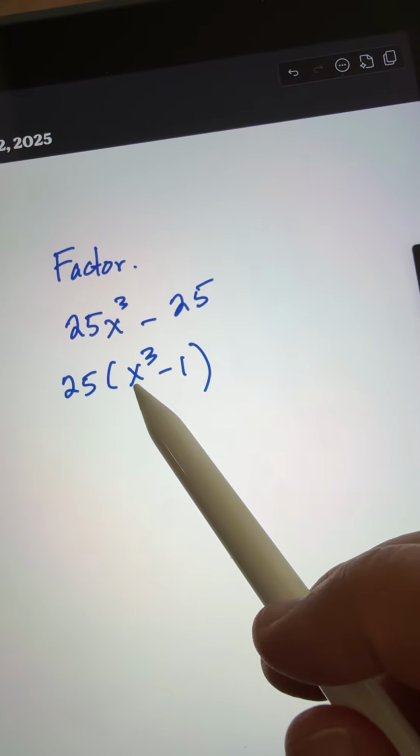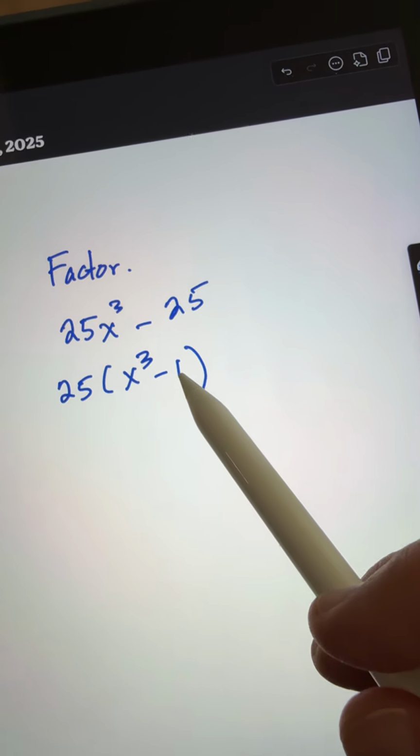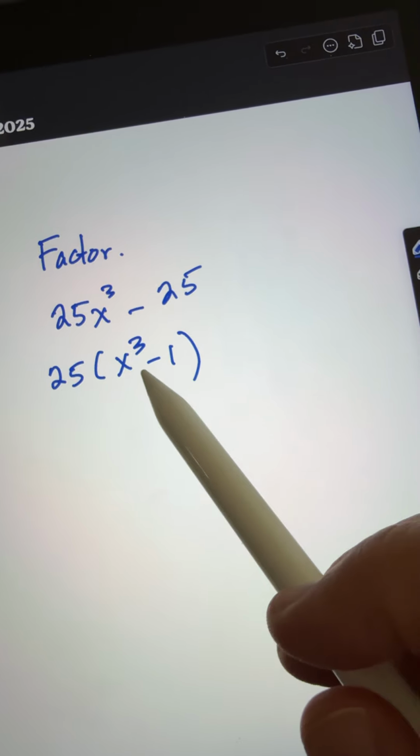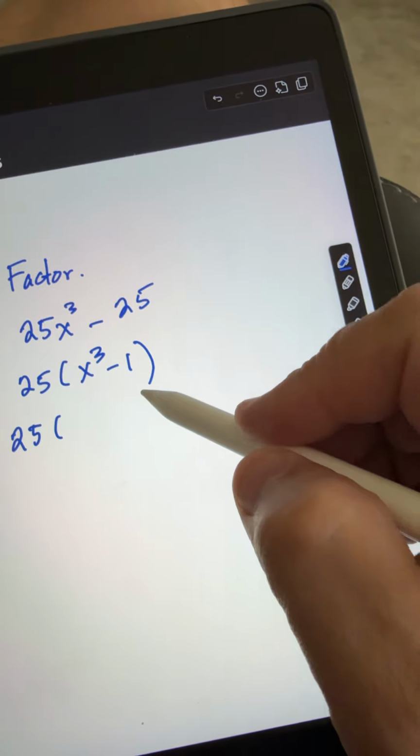This is a perfect cube because x times x times x equals x cubed. And 1 is a perfect cube because 1 times 1 times 1 is 1. So this is a difference of cubes. And so what you do is, of course, you put that 25 down.